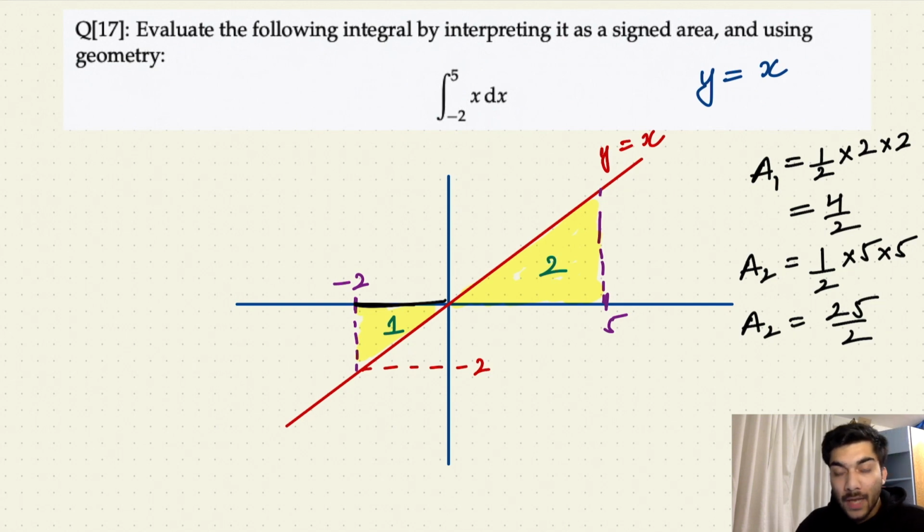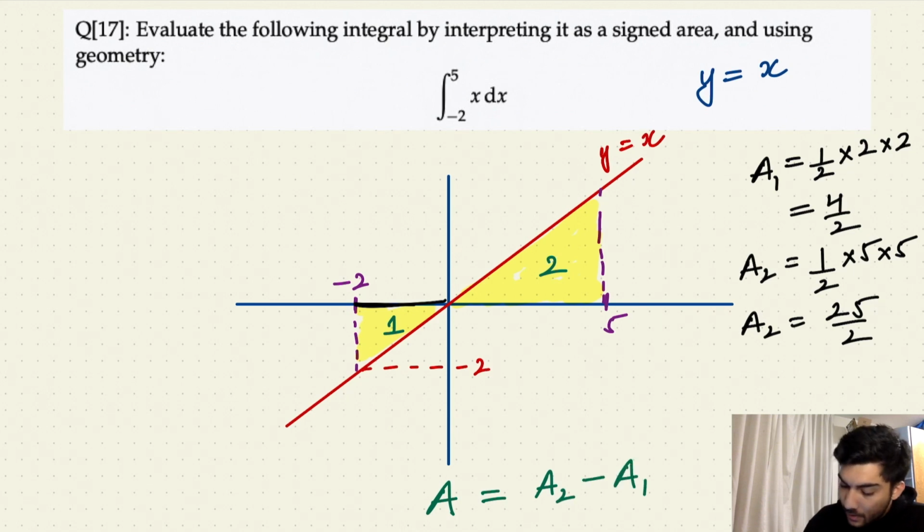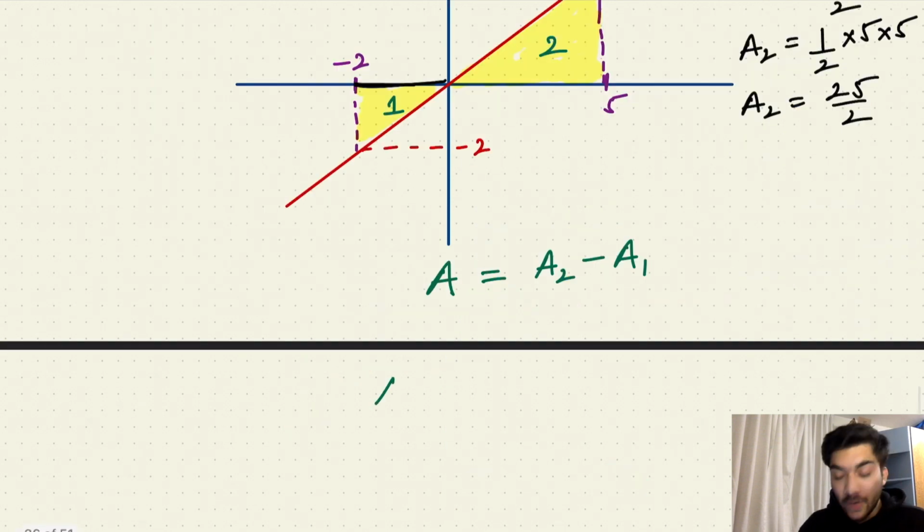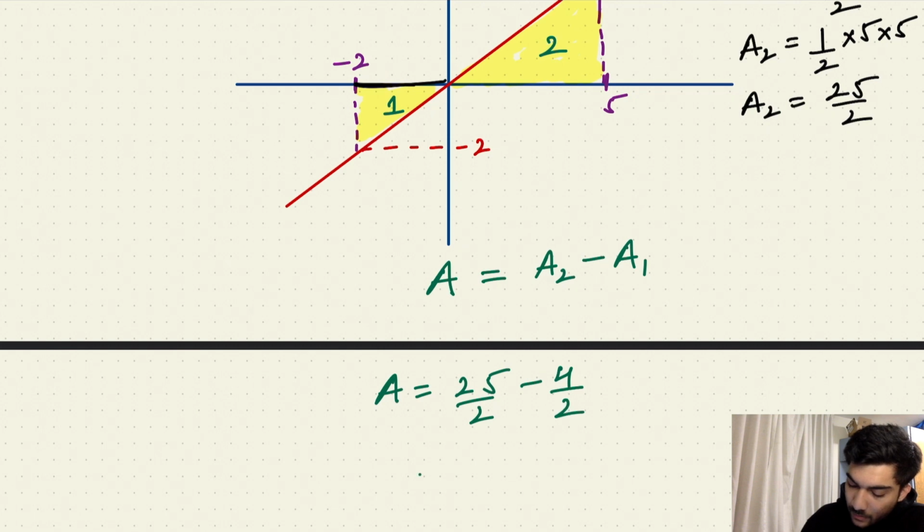So now since I'm calculating the signed area, my a1 is negative. So my final answer for the area, which I'll denote as a, would be a2 because it's positive, minus a1 because a1 is lying below the x-axis. So my final answer would be 25 by 2 minus 4 by 2, which is 21 over 2 or 10.5.